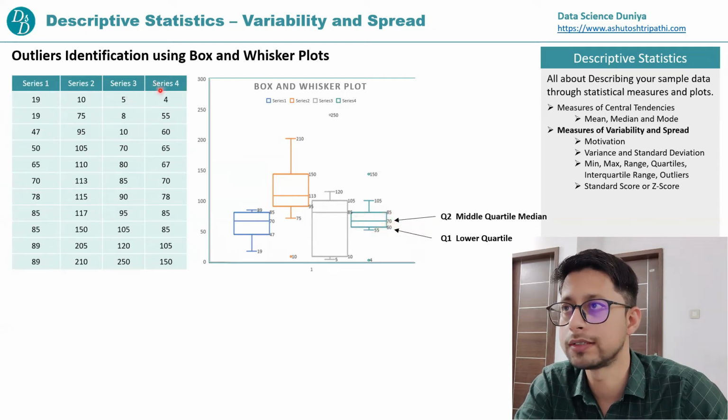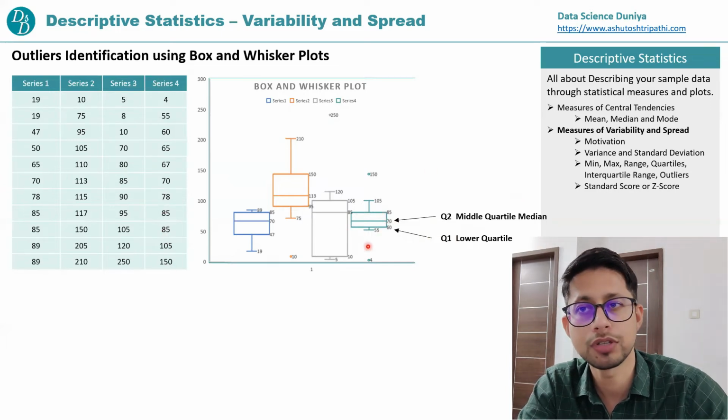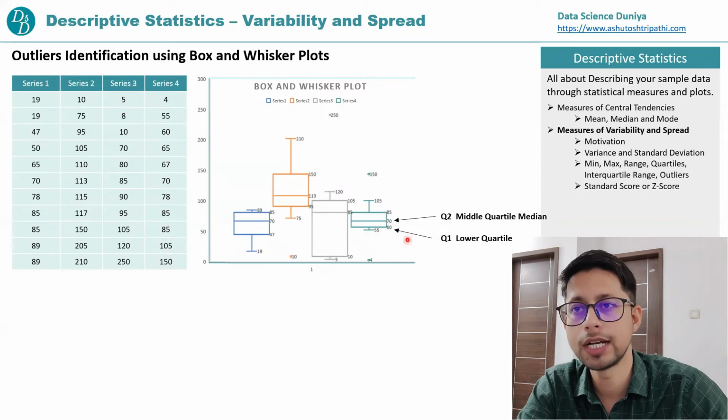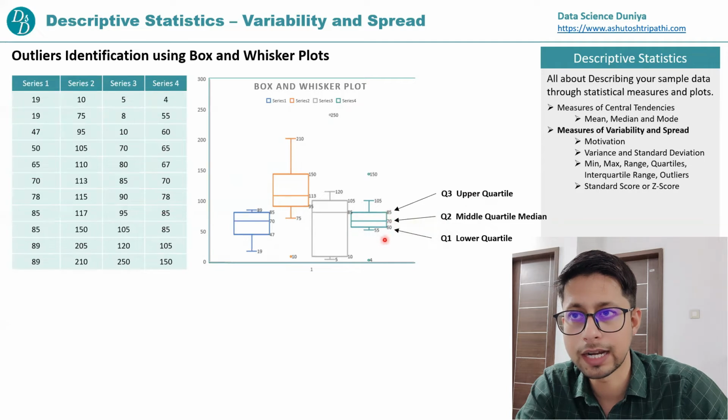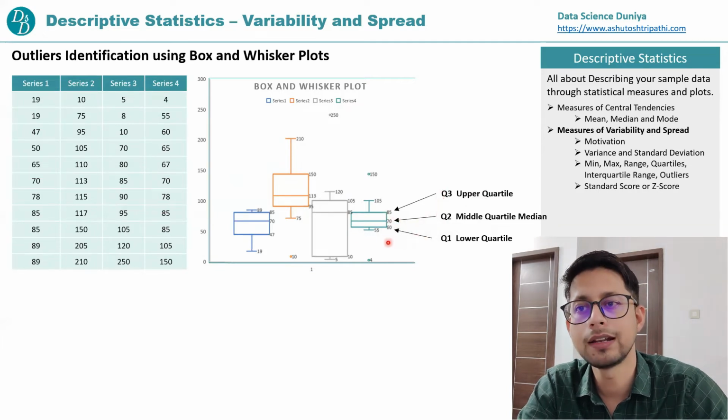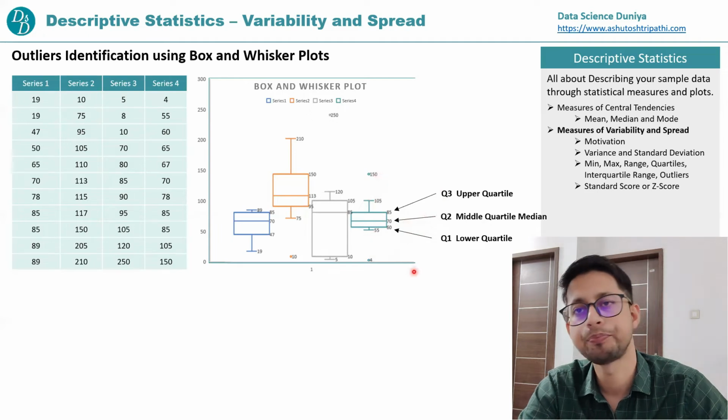I'm talking about this data series 4. And if you calculate, like in the previous slide where I showed how to calculate Q1, Q2, Q3, if you put the formula, you will get exactly 70. And then Q3 is the upper quartile. So in the box plot, this center rectangle represents your Q1, Q2, and Q3 values. And now let's talk about what are these 4, 55, 150, and 105.